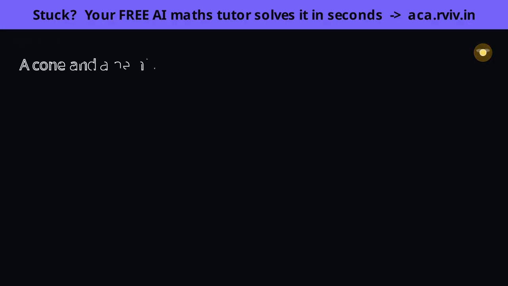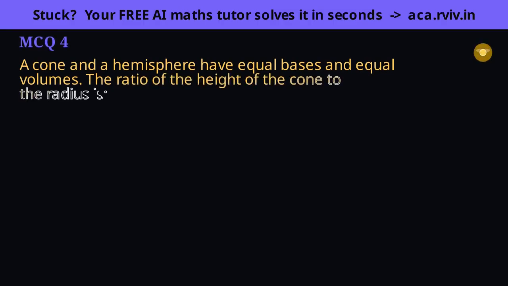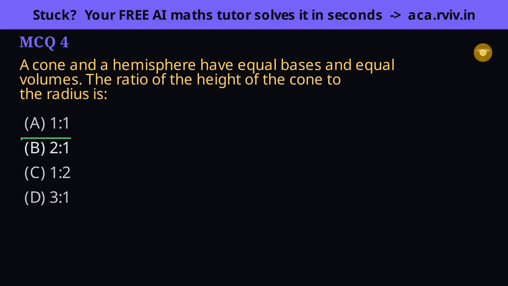Equal bases, equal volumes, so set the cone's volume equal to the hemisphere's and solve for h. Watch how nearly everything cancels, leaving a clean relationship between h and r. Consider the four options. Set 1/3 pi r squared h equal to 2/3 pi r cubed. The pi cancels on both sides, and one factor of r squared cancels too, leaving 1/3 h equals 2/3 r. Multiply both sides by 3 and h equals 2r, so the height to radius ratio is 2 to 1.